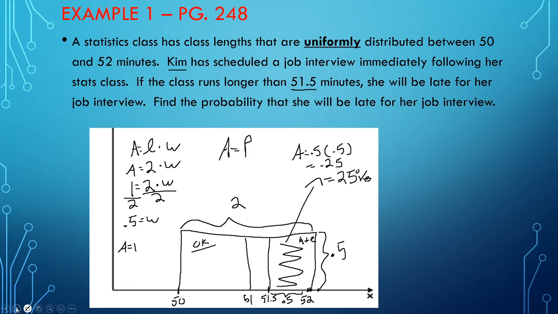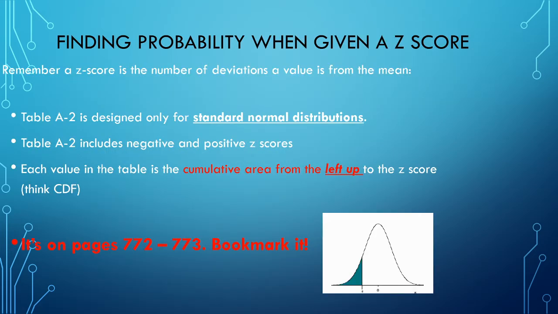Now, what about if it's not a uniform distribution? What about if it's a normal curve, which is what this is?